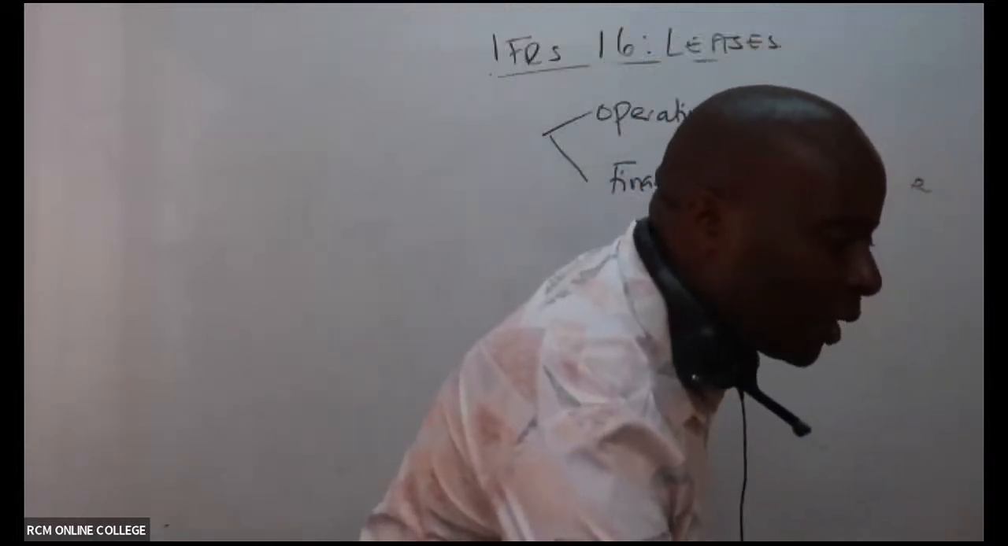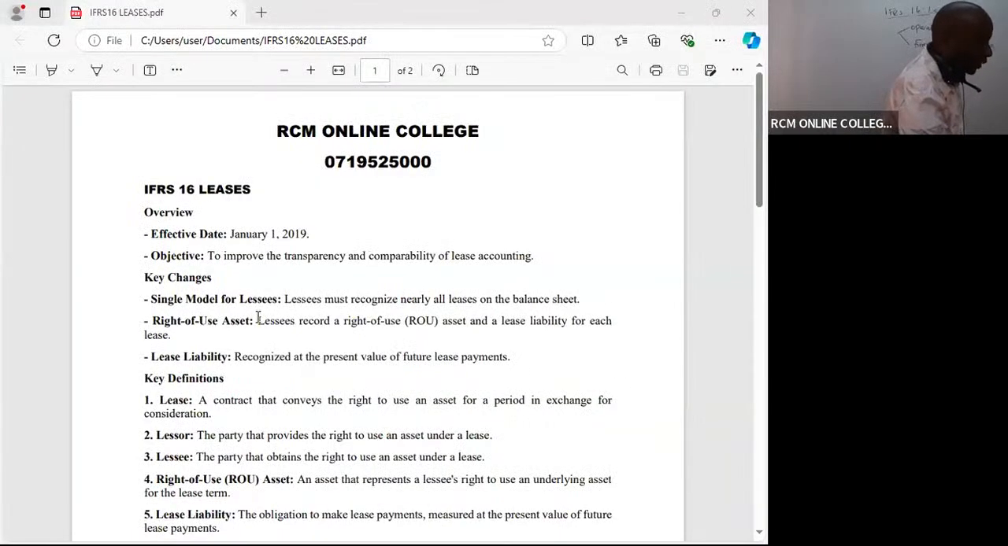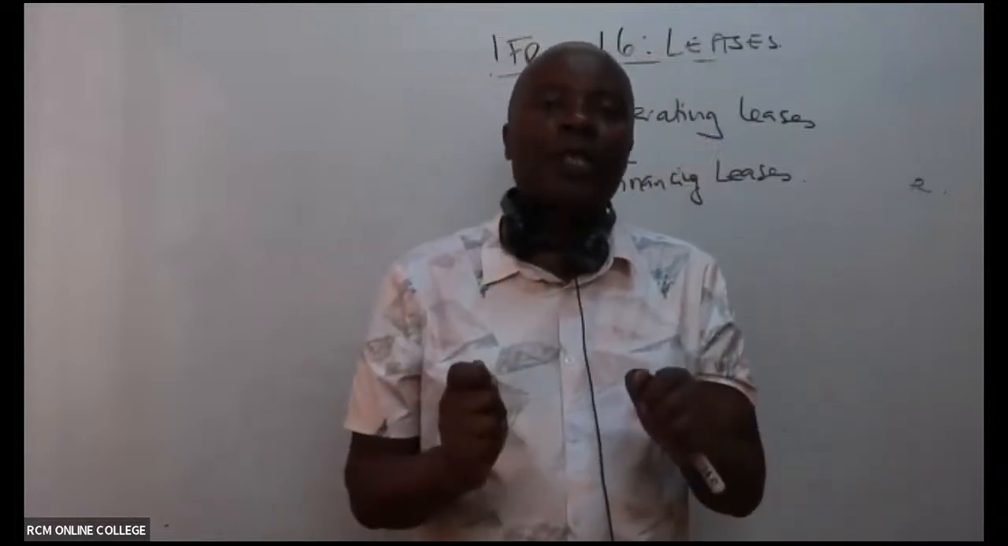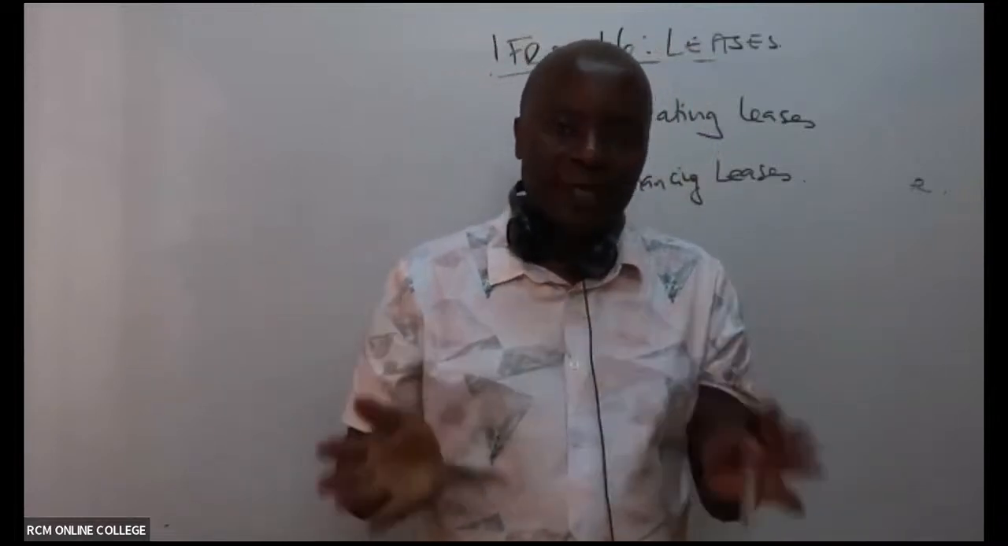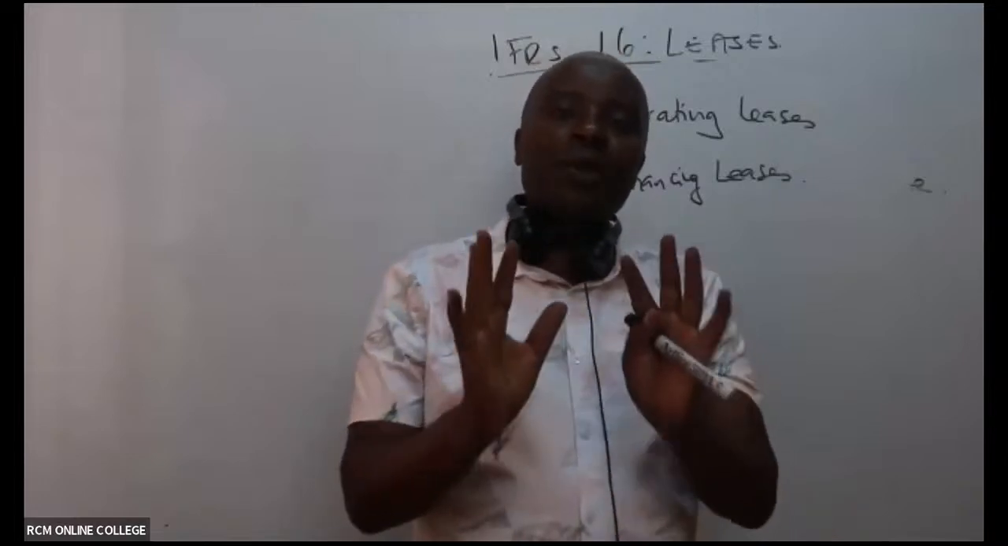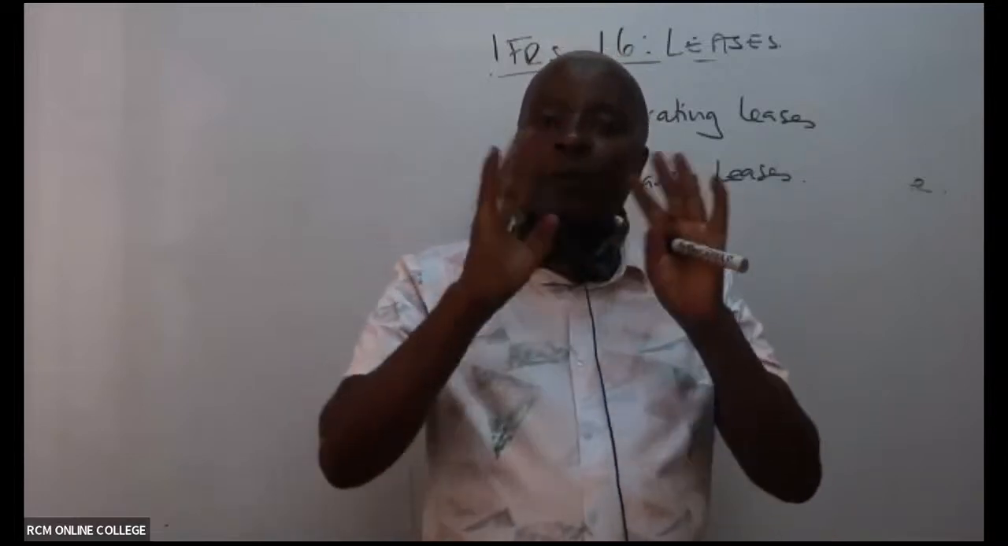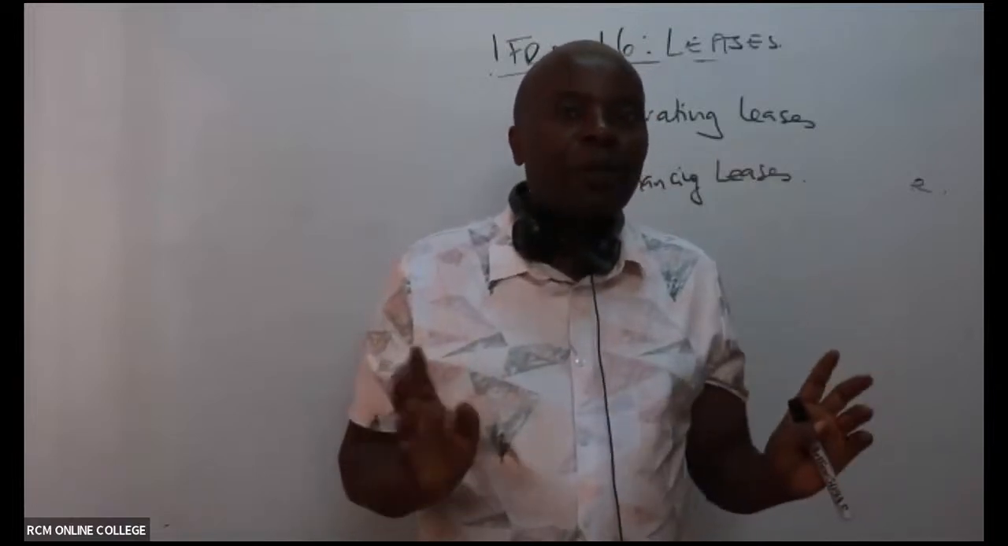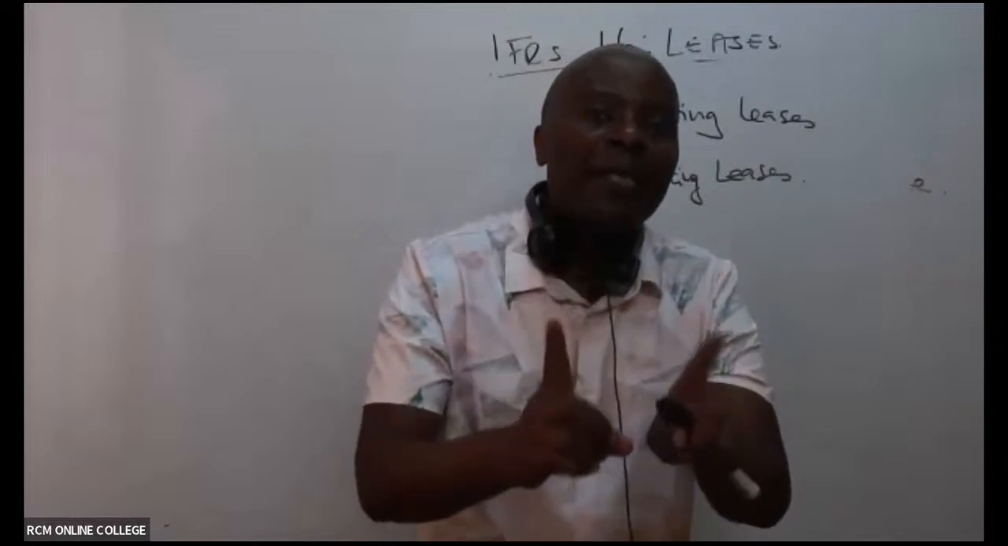And then number two, ladies and gentlemen, the right of use of an asset. Lessees record a right of use, ROU, asset, and a lease liability for each lease. At RCM Standbank House, we've been given the right to use some space on the first floor. For those 5 years, the landlord will not be interfering with my space. So then this right of use becomes an asset.